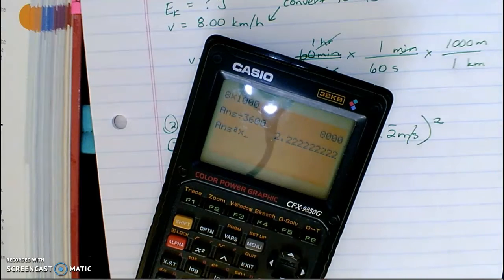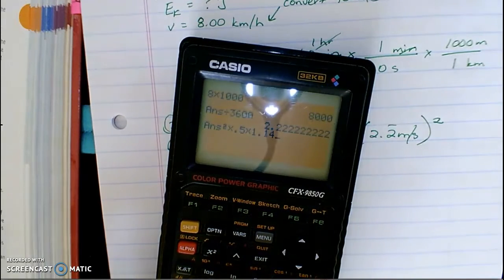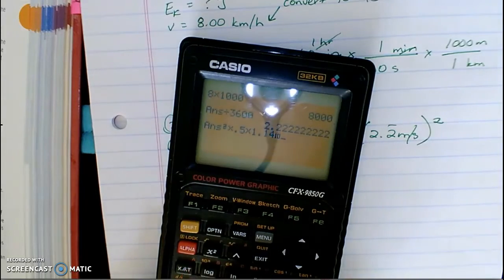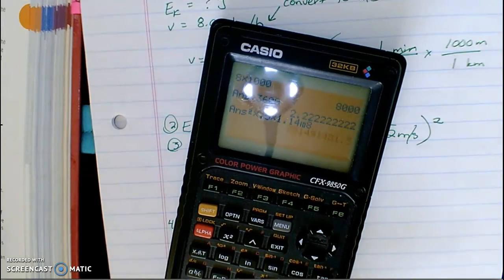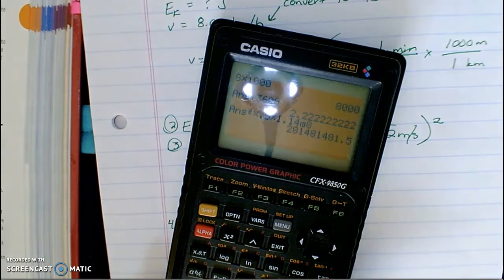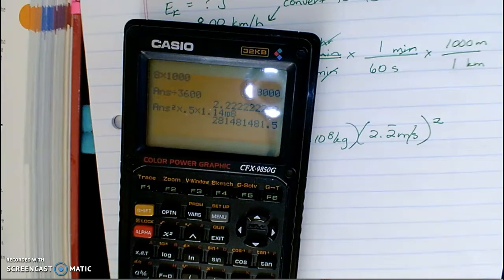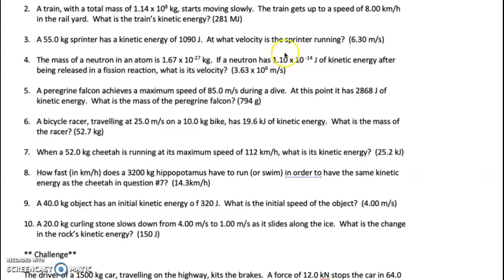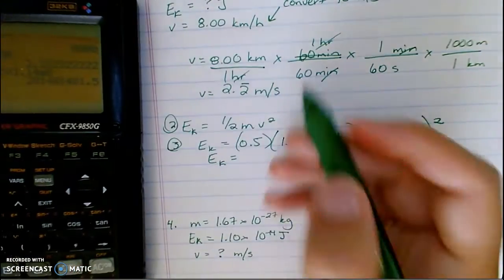Okay, times 0.5 times 1.14 times 10 to the 8. Okay, gets us 281 something something. Okay, and let's see if that's what they had. 281. Excellent. Okay, so let's put that written properly.